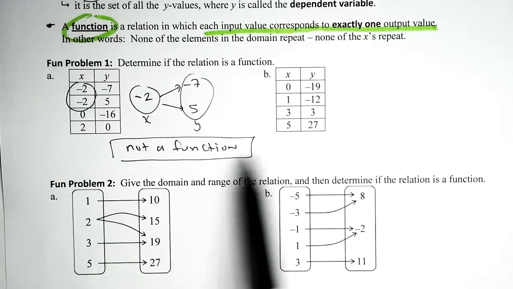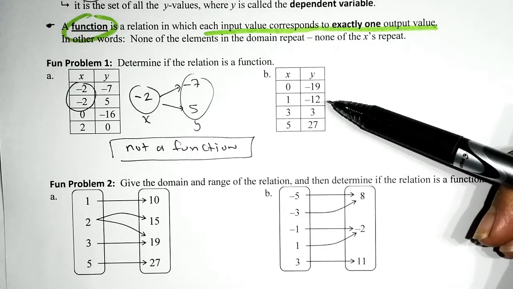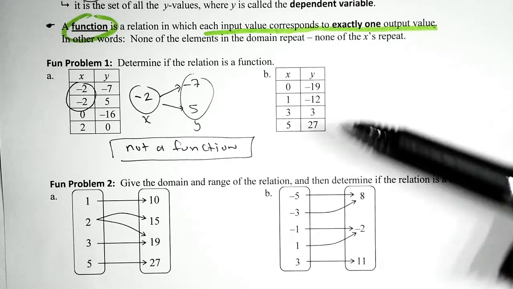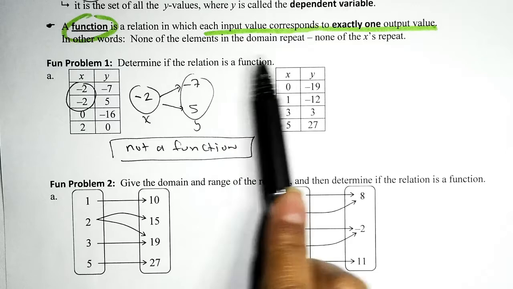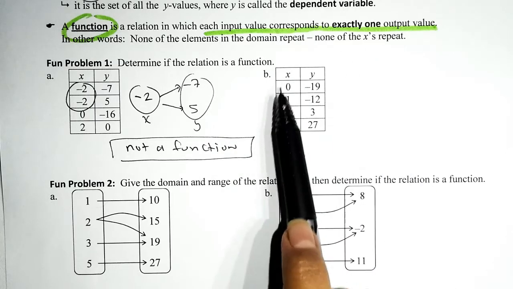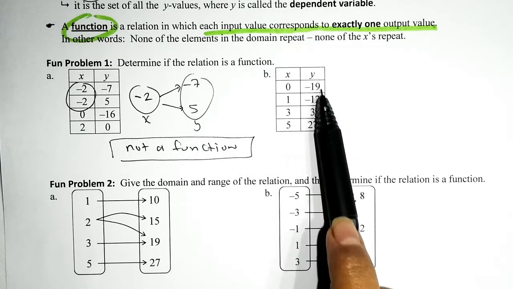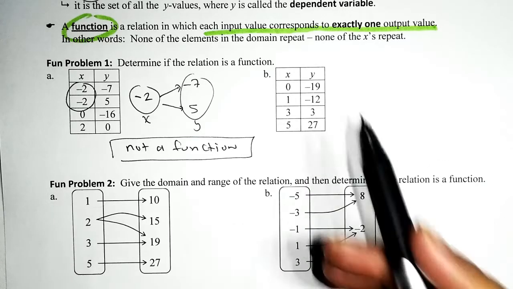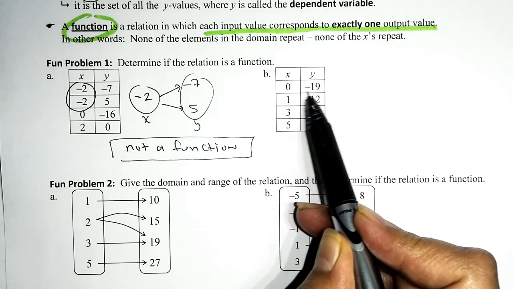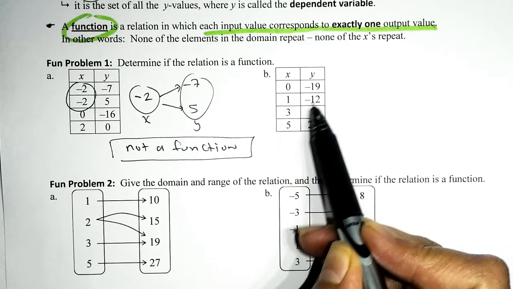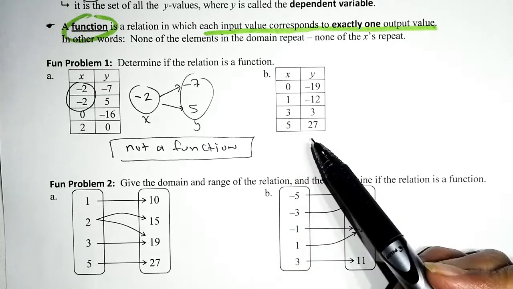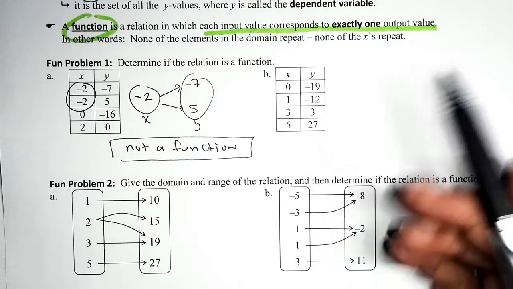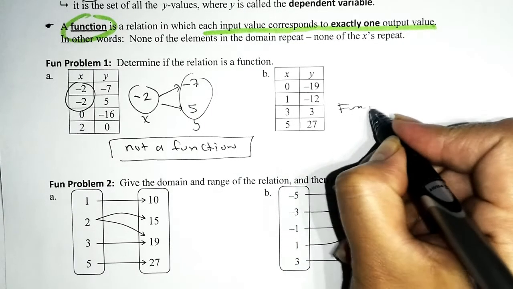All right, problem B. So we want to know, does this relation in table format represent a function? So I don't know. What's a function? Oh, function. Special relation where for each input there's exactly one output. So let's make sure that all these input values correspond to exactly one output value. So we got input is 0, one output. One output for 1, one output for 3, one output for 5. So this relation passed the test with flying colors, so it represents a function.